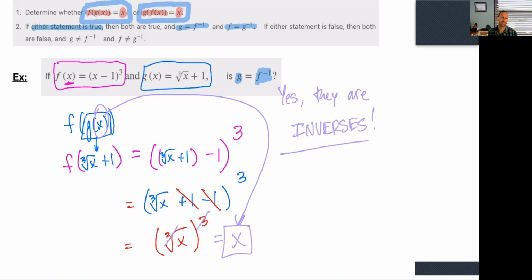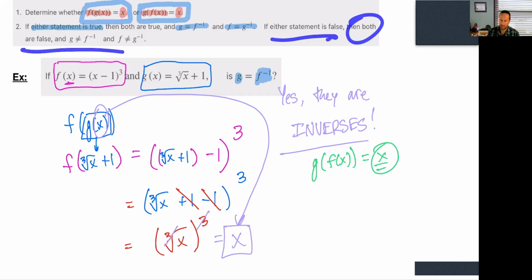Okay, if you don't believe me, go ahead and try the other direction. That's fine. You can do g of f of x to ensure that you do get the x out. Definitely safe to do both. Okay, but not necessary. If either one of them is false, then they're both false. They're not going to be inverses. Okay, that's called a counterexample.